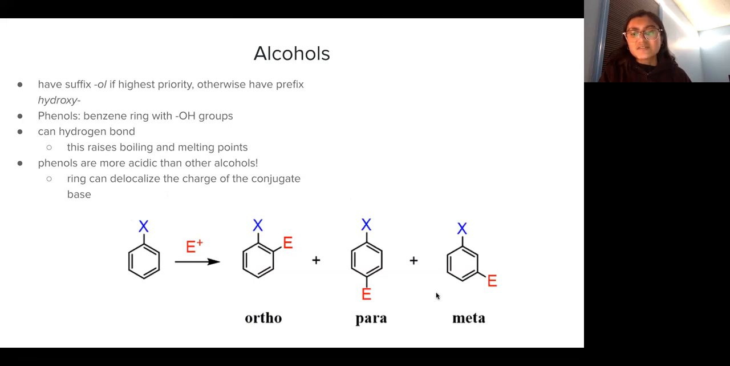And then these are just different positionings of where the alcohol group can be. If you see these prefixes in the name of a molecule, it'll help you identify where the alcohol group is. So ortho, para, and meta.